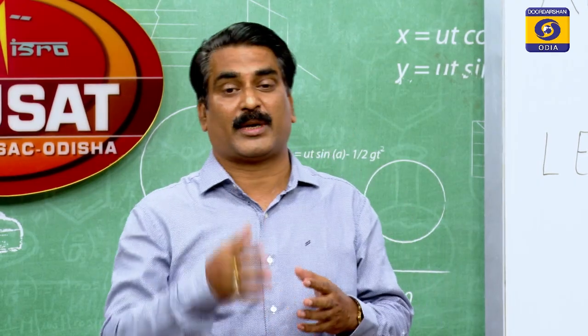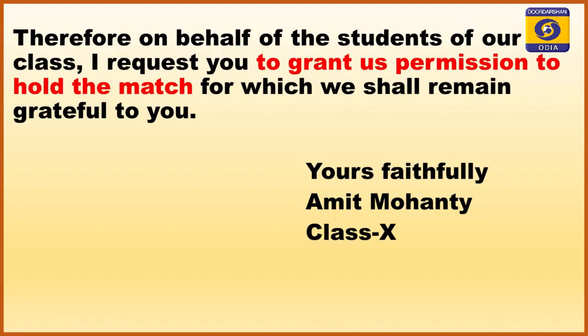Then in the last paragraph, therefore, on behalf of the students of our class, I request you to grant us permission to hold the match, for which we shall remain grateful to you. Very simple. Here what relief you want to get from the authority is to grant you permission to hold the match. That is the relief that you want, and you are writing that in the content in the last paragraph. After that, yours faithfully, you can write also yours obediently. Then Amit Mahanti, the name of the applicant, and since he belongs to class 10, you have to write that.